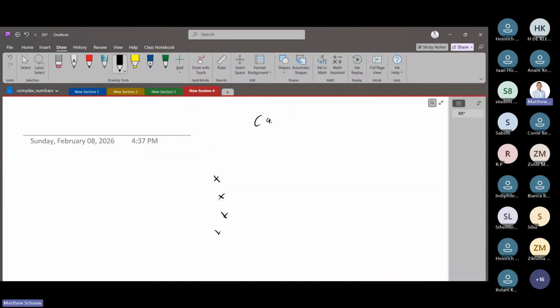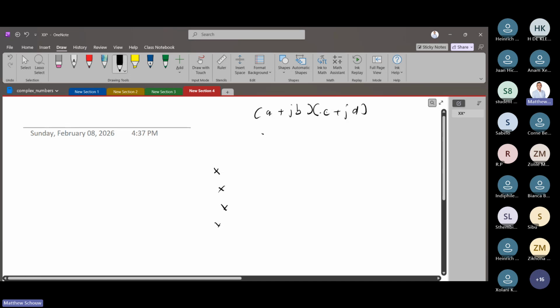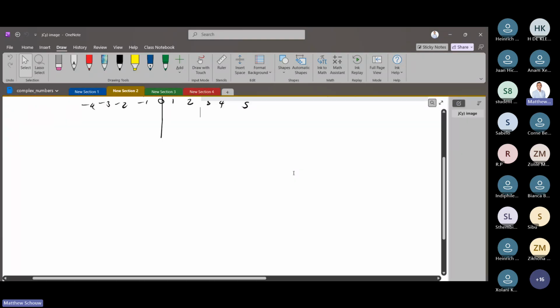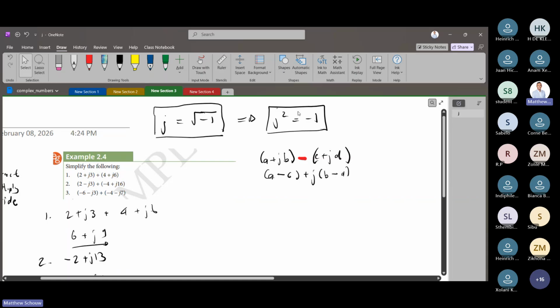So if I had A plus JB as one complex number and I'm multiplying by another one, C plus JD, we say A times C. Sure, we know this. We say A times that one, it'll be plus JAD. Then that times that, which will be JBC, and that times that, and we have J squared BD. And as I mentioned to you before, that J squared is also -1.